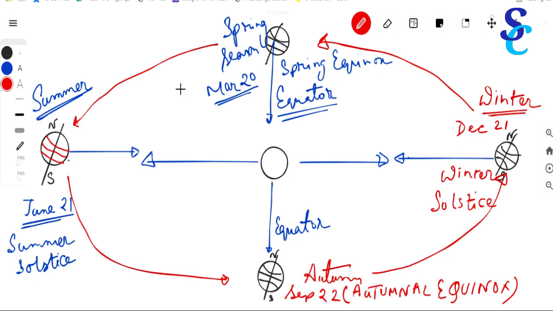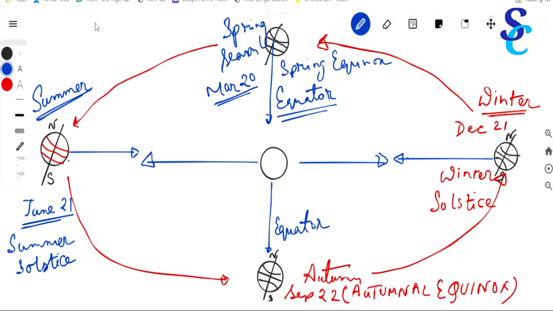So now we have got all the different seasons in the northern hemisphere. For example, we got summer, we got autumn, we got winter, and we got spring. These are the four main seasons geographically. So I hope you have understood the changes in the seasons and the occurrence of the seasons by this simple diagram.